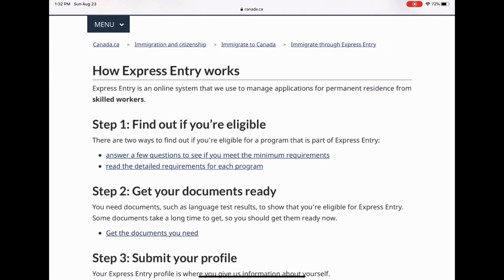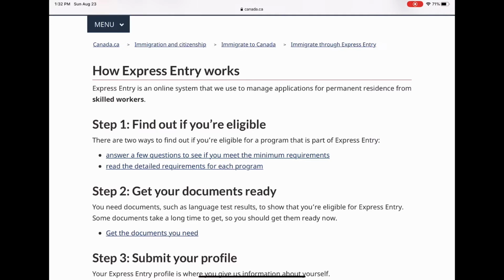How do you apply for a Canadian PR visa? There is a process called Express Entry, an online system wherein they manage applications for permanent residence from skilled workers. I have already covered skilled workers for English literature students in another video. You can watch it if you haven't, to get a clearer picture, and it's given in the annotation.